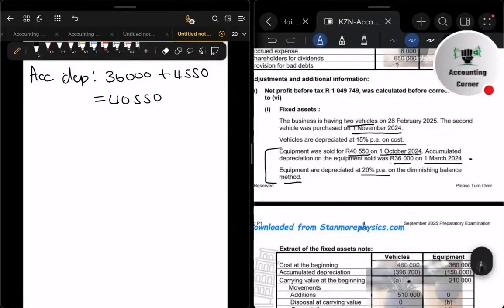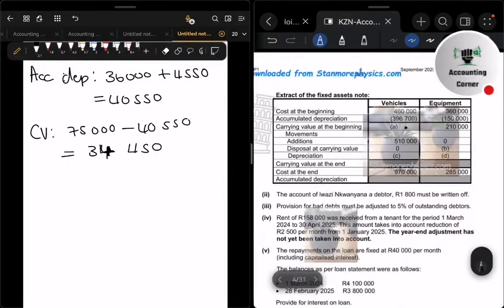Now we can calculate the carrying value. So the carrying value will be the cost of 75,000 minus 40,550. And that will give us a total of 34,450. And that's our answer for B. So A and B have been answered.